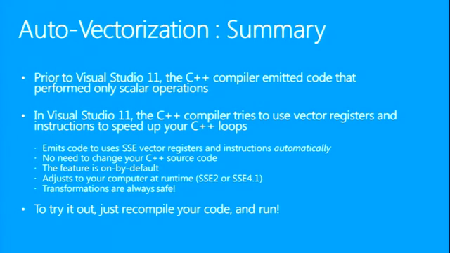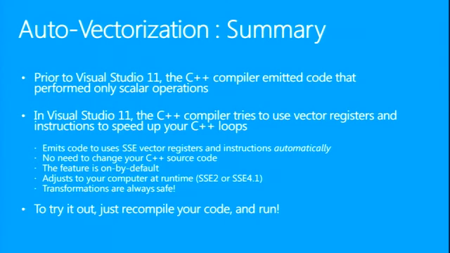Even more, it adjusts to the computer that you're running upon. So when the code comes to run, it will sense whether the PC supports a version of the SSE instruction set called SSE2 from some years back, or whether it's a newer machine which supports a more modern version of the SSE instruction set called SSE 4.1, and makes use of the best possible instructions for that loop.